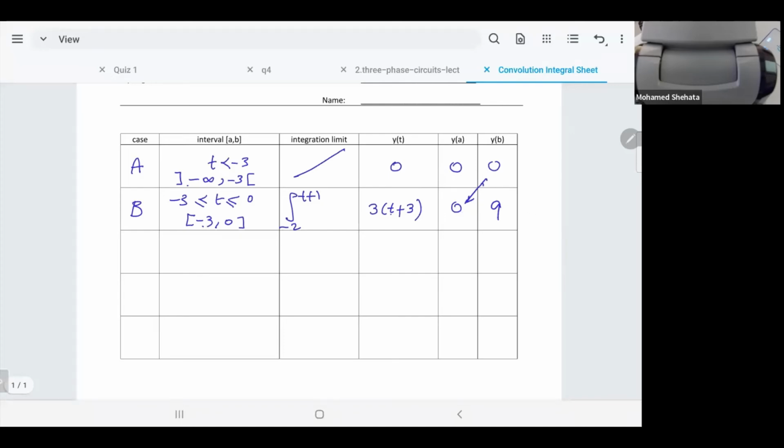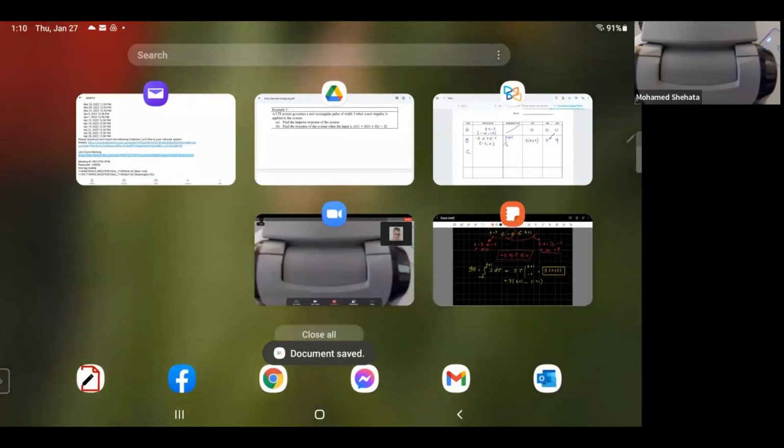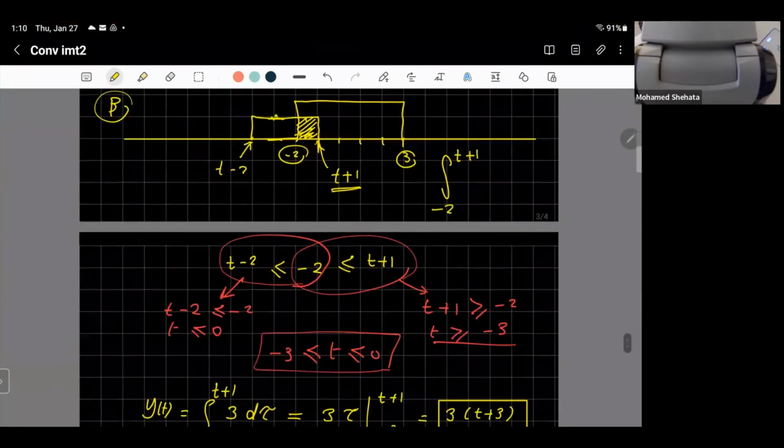That's great. Now let's go for the next case. YB, B is equal 0 here. 0 plus 3 is equal 3. 3 times 3 is equal 9. That's your B, that's your A. Any question? Let's move to the second stage. All right, or the third stage. Here we did this one.